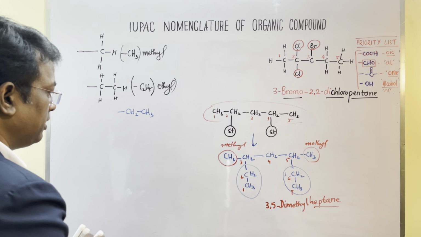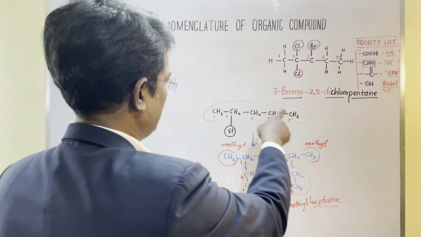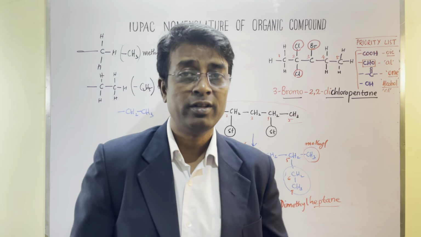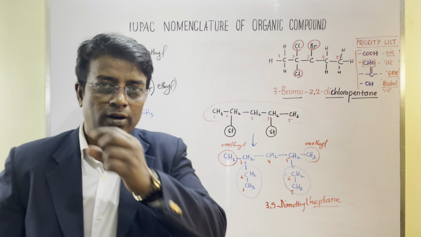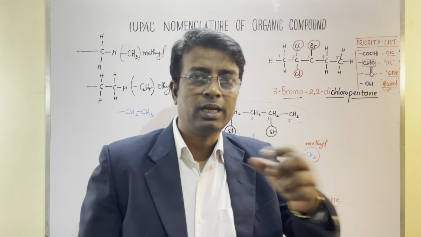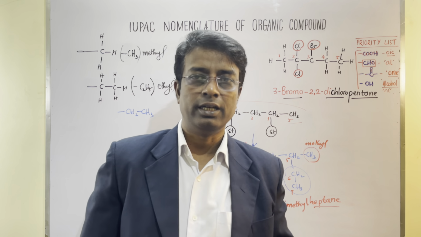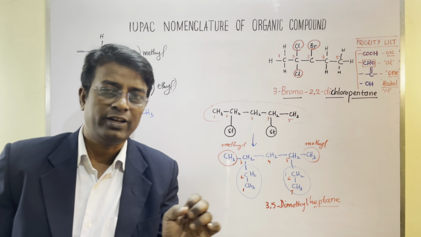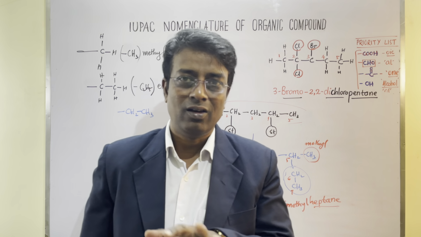So we need to be a little careful when we expand. That means one thing we have learned, that we should not only think horizontally to come up with the longest chain of continuous carbon atoms. Rather, we need to be careful, it may be in a zigzag fashion to find the longest chain.